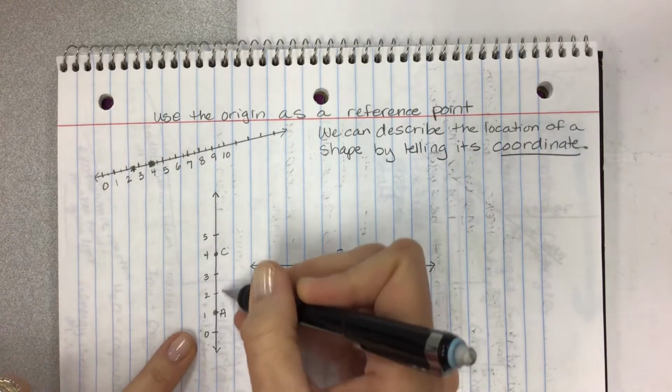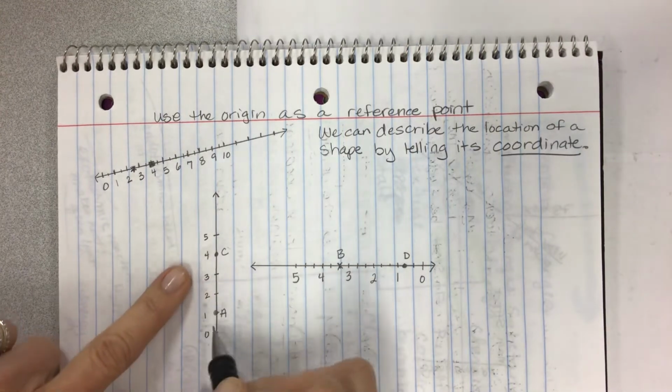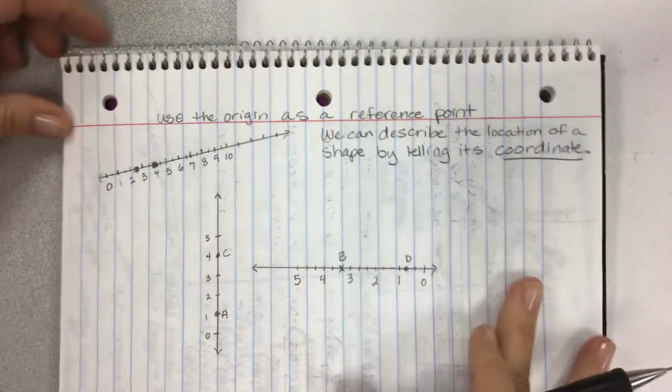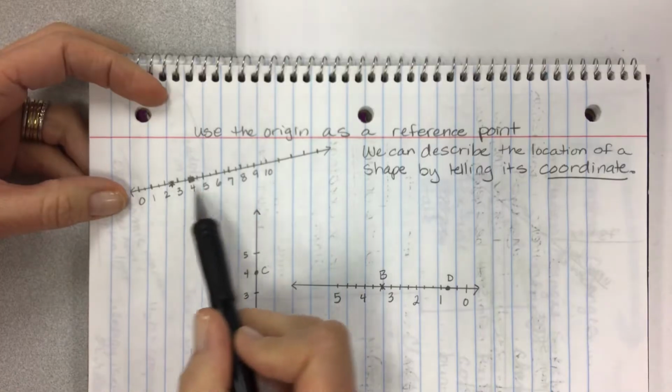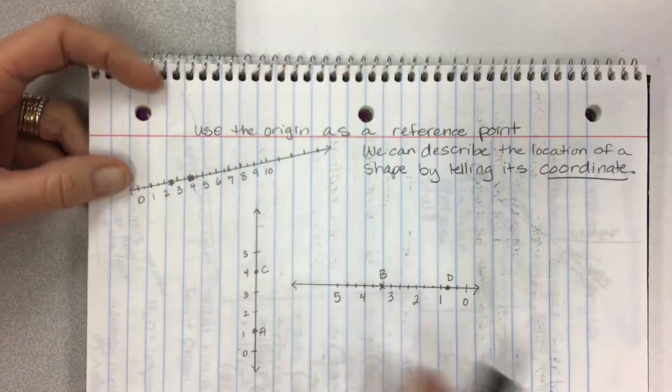This one has 0 at the bottom and it's going up. Notice the equally distanced marks, bigger than these. Notice this one, it has 0 at the left and it goes off to the right. And again, we've got little halves and it's all pretty tight.